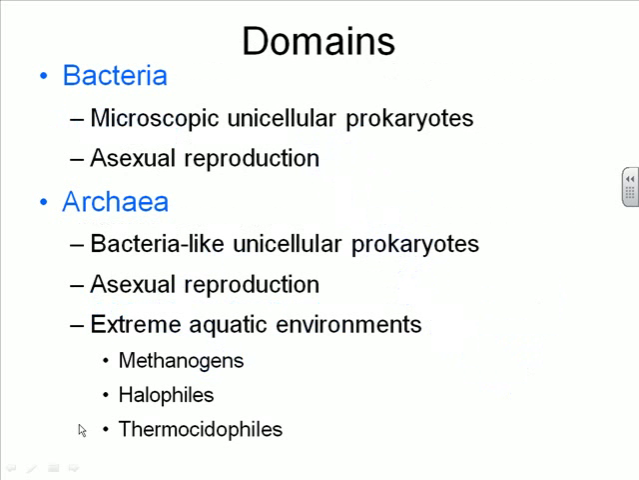So let's look at the domains in a little more detail. We have three main domains. We have the domain bacteria. Now, this domain includes tiny, tiny, tiny unicellular prokaryotes. These microscopic one-celled organisms were developed before we saw a nucleus appearing in cells. So when you're referring to a bacteria, you're talking about something so tiny we can't see it.